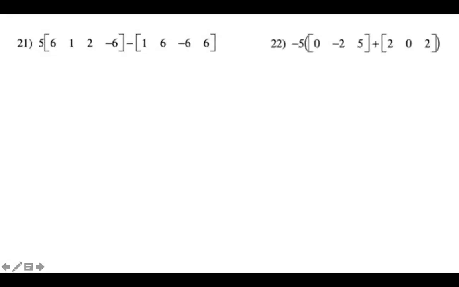Let's see. Here. So it's like I'm doing 5a minus b. Order of operations, I've got to multiply first before I can subtract. So scalar multiplication, 35, 10, negative 30, minus 1, 6, negative 6, 6. And then subtract. 30 minus 1, 5 minus 6, 10 minus negative 6, 16, negative 30 minus 6, negative 36.